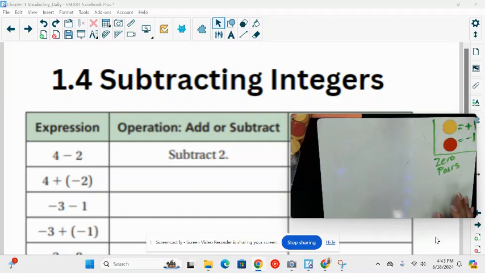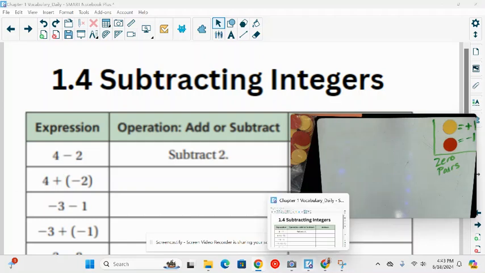Okay, so starting off, looking at your 1.4 notes, you see this table, this chart right here. They've already filled out the first one for you. This is like first grade math: 4 subtract 2. What are we doing here? We're subtracting 2 positives, which gives me 2. Well, I could model that here as well.